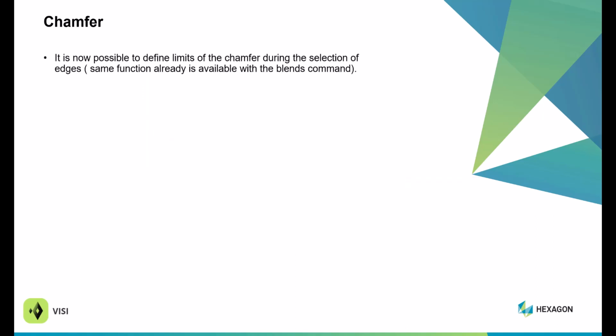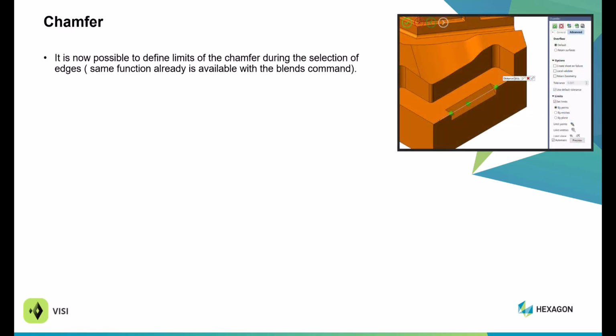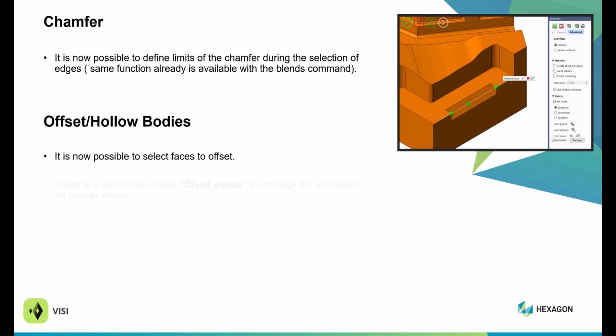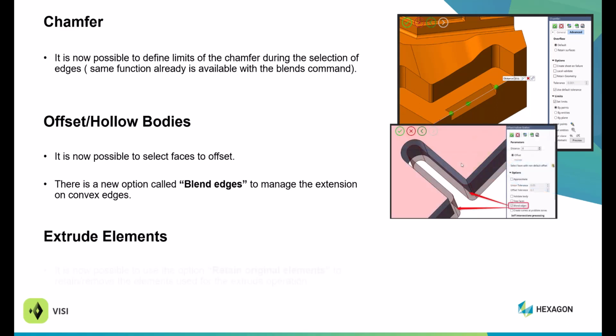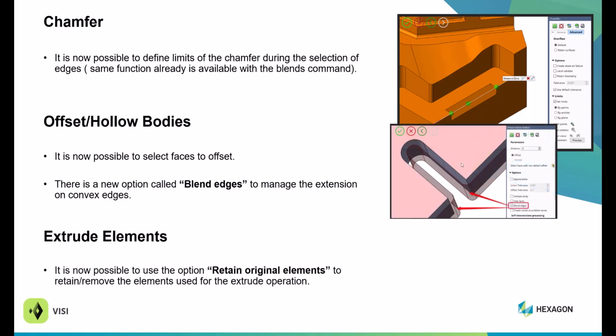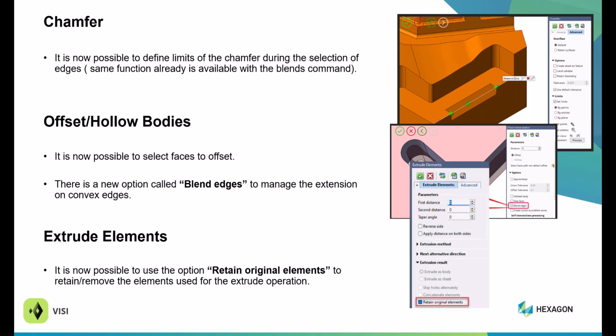Within chamfer, it is now possible to define the limit options. Just like with blend, you now can set limits within the chamfer command as well. And in offset hollow bodies, it is now possible to offset faces. And when you're offsetting faces, you can add a blend edge to an extension face of a convex edge. Within extrude elements, the retain original elements option is on and is used by the extrude operations.